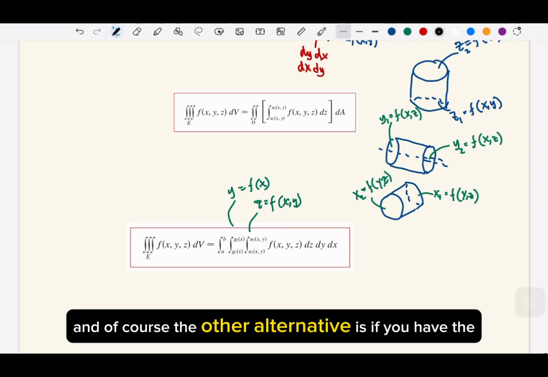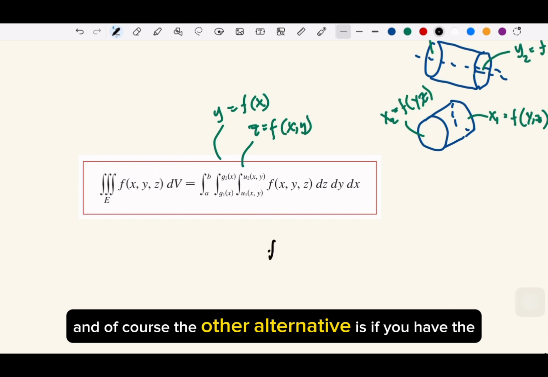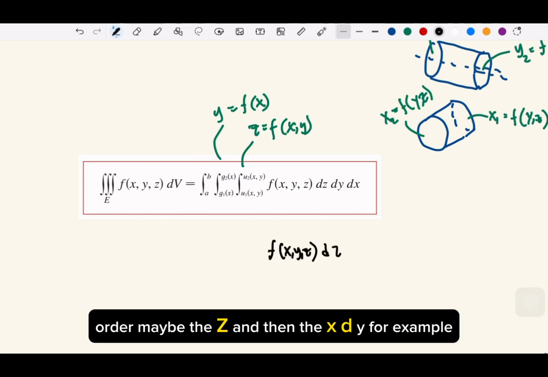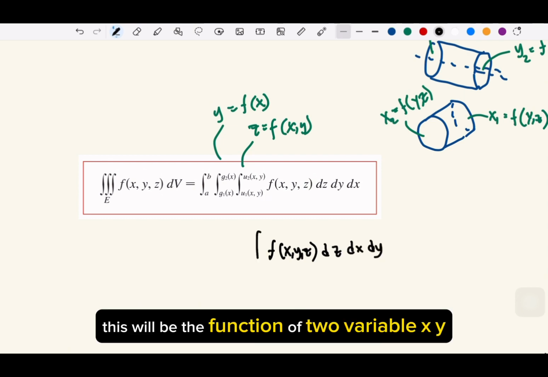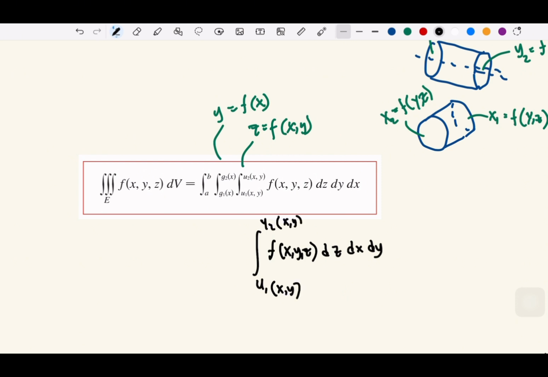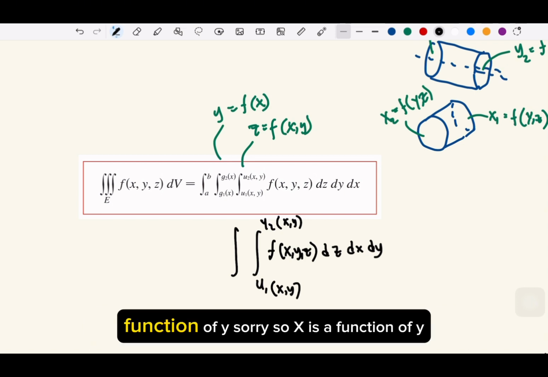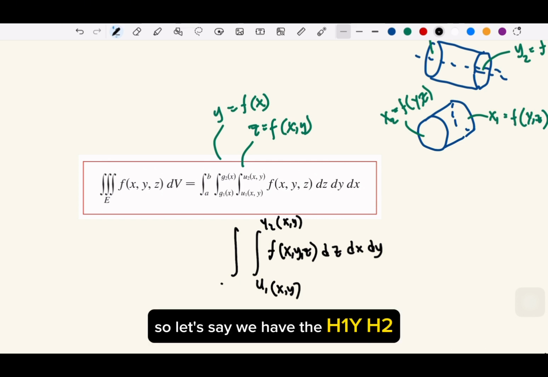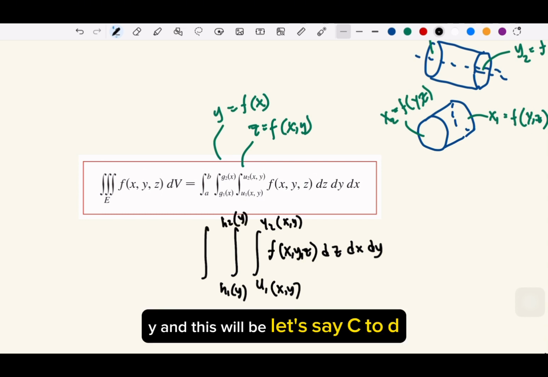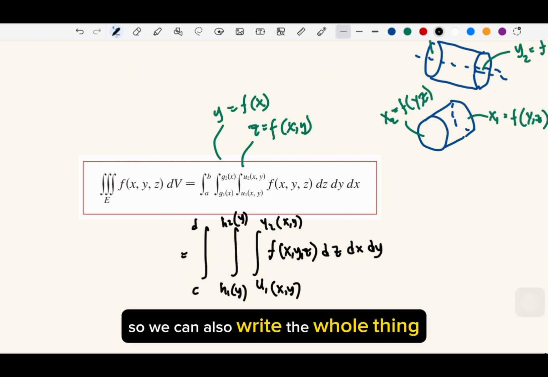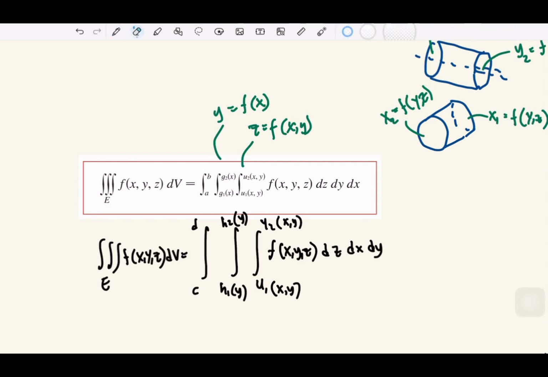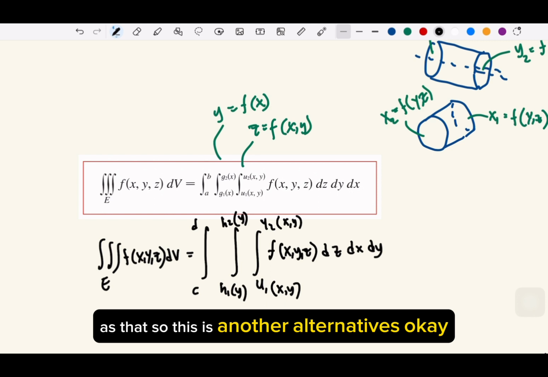And of course, the other alternative is if you have the order, maybe dz and then dx dy, for example. Okay. This will be the function of two variables, x y. And then the middle one will be a function of y. So x is a function of y. So let's say we have h1 y, h2 y, and this will be, let's say, c to d. So we can also write the whole thing dv as that. So this is another alternative, okay?